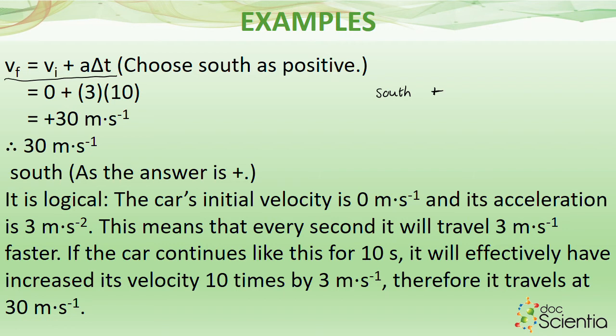Okay, nou gaan stel ons in. Wat is VF? Ons weet nie, ons wil hom gaan uitwerk, né? Wat is VI? 0. Wat is A? 3. Wat is delta T? 10. So then you get to an answer of positive 30 meters per second. In jou antwoord, mag jy nie vir my daai plus neerskryf nie. Jy moet vir my sê, wat beteken daai plus? Because velocity is a vector. So 30 is the answer, but it's not the whole answer. You need to say, it's 30 meters per second south.